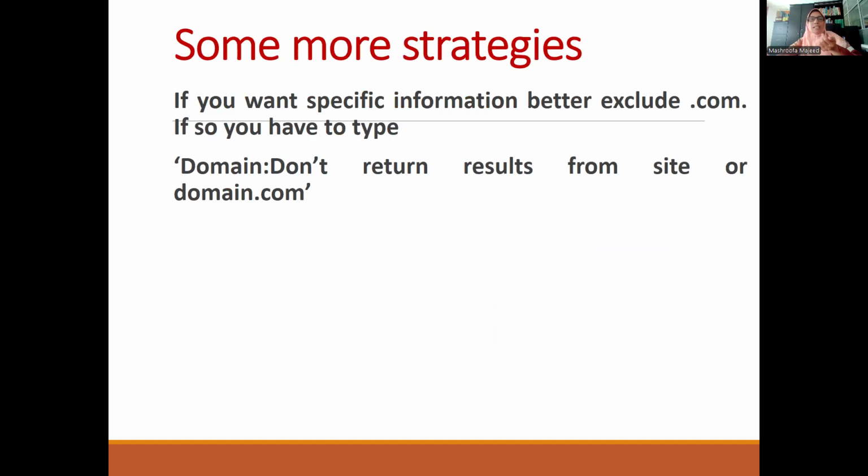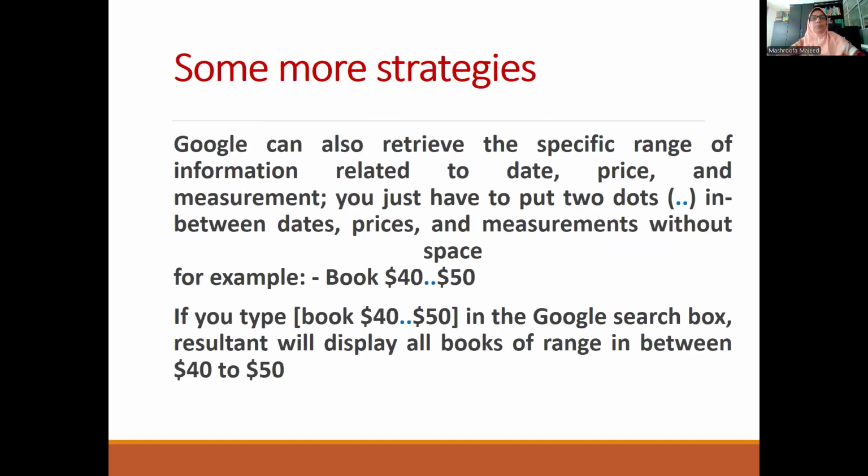So, some more strategies. If you want specific information, and you don't want results from .com, you can exclude it by typing a command to not return results from the site or domain .com. So we can give this command and the search engines will recognize it and give the results by avoiding .com. Google is very popular for these types of strategies.